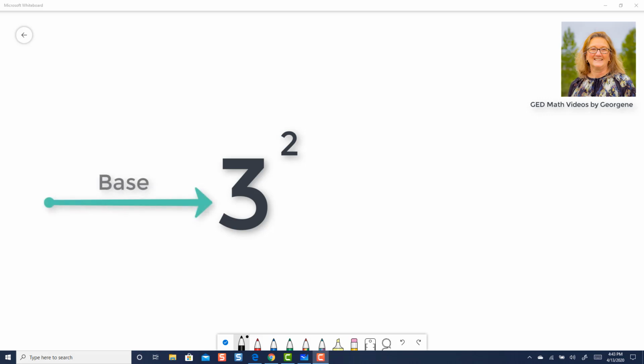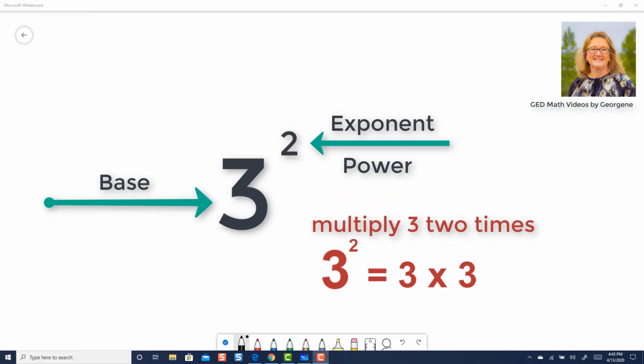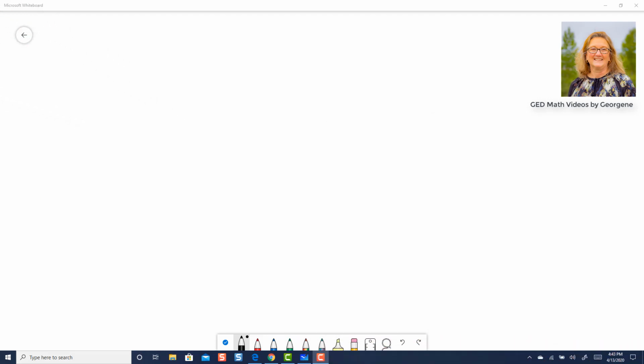The larger number is the base. The smaller number is the power or exponent. The exponent lets us know how many times the base needs to be multiplied. Exponents or powers are a way to show repeated multiplication. Let's start out looking at this through an example.